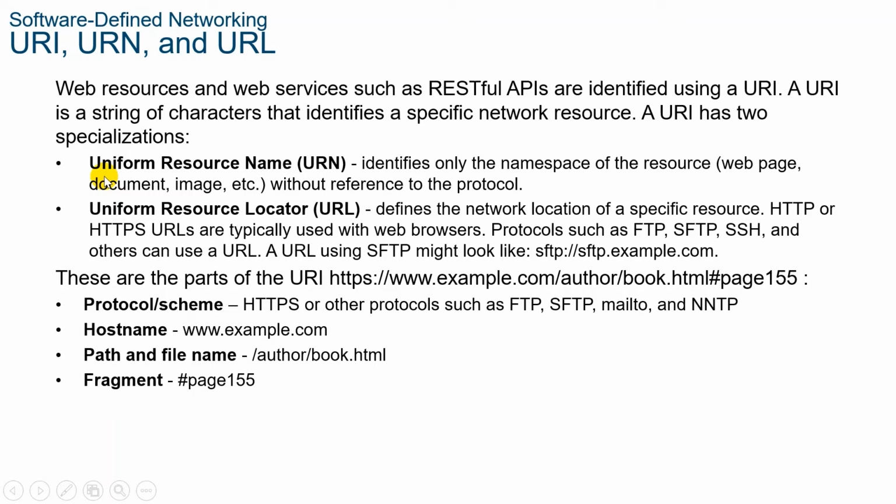First is the URN. The URN, or Uniform Resource Name, identifies only the namespace of the resource, web page, document, image, etc., without reference to the protocol. The next one is the Uniform Resource Locator, or the URL. It defines the network location of a specific resource on the network. HTTP or HTTPS URLs are typically used with web browsers. Other protocols such as FTP, SFTP, SSH, and others can use a URL.